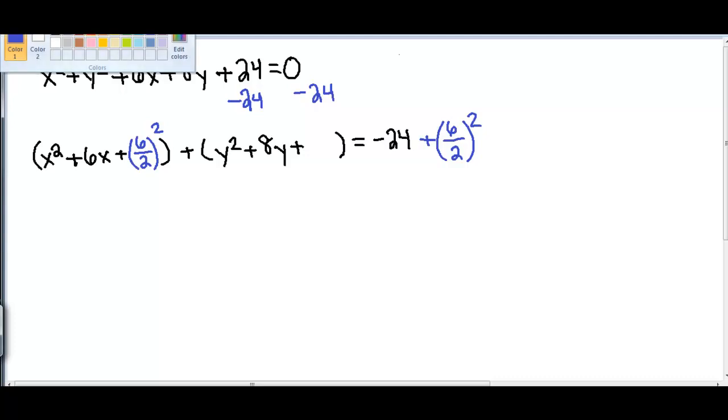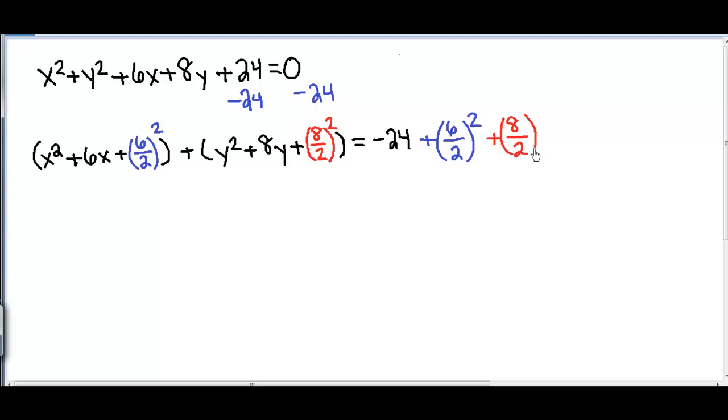So now we're going to move to the y's. And we're going to take b, which is 8, divided by 2 squared. So 8 divided by 2 squared, add to one side. And don't forget, we need to also add it to the other. So we have essentially completed the square for both x and y. The next step is to simplify what we have. So we're going to do a little simplification here on this step.